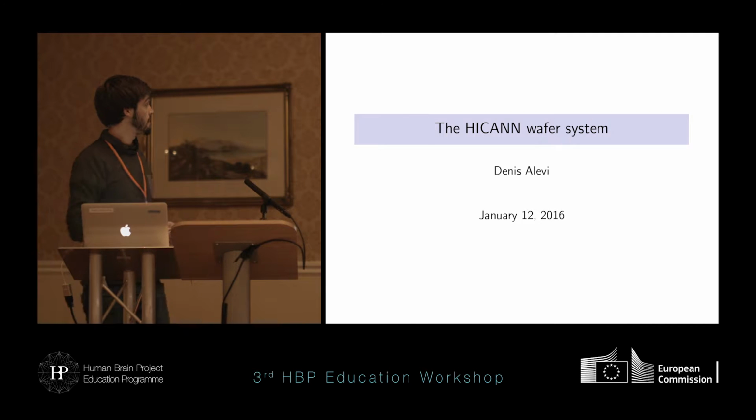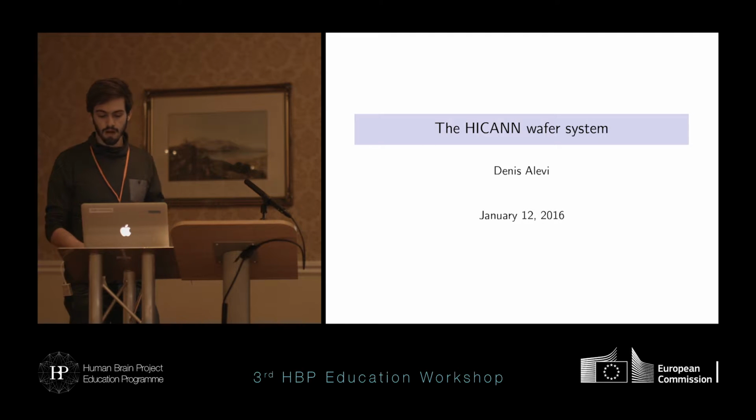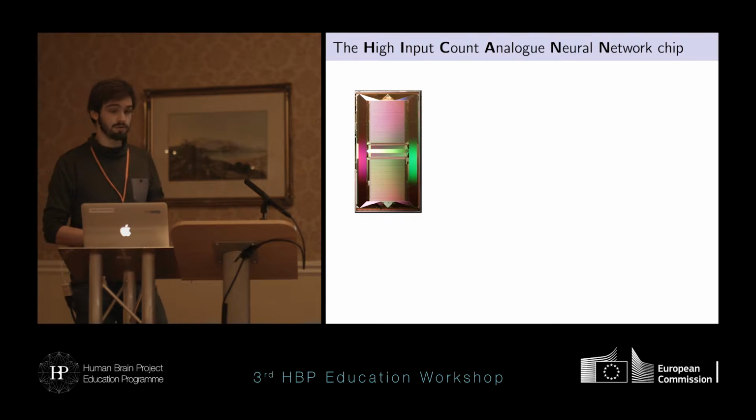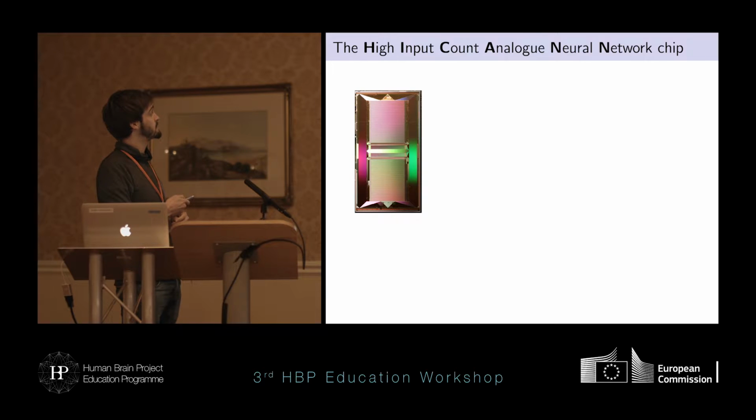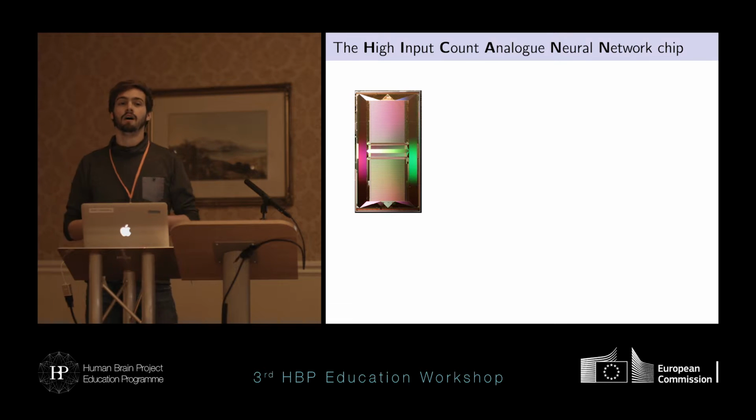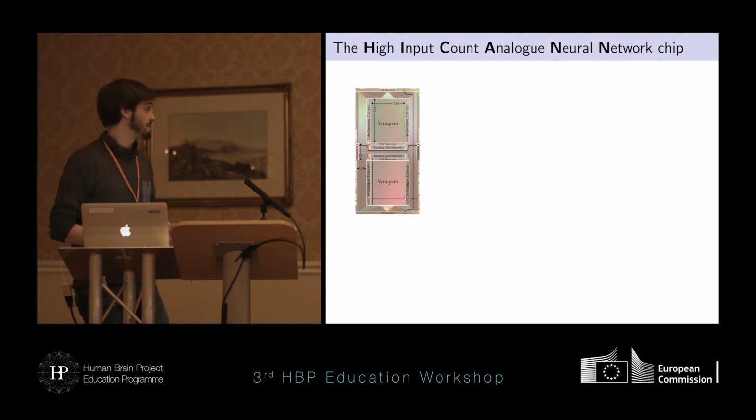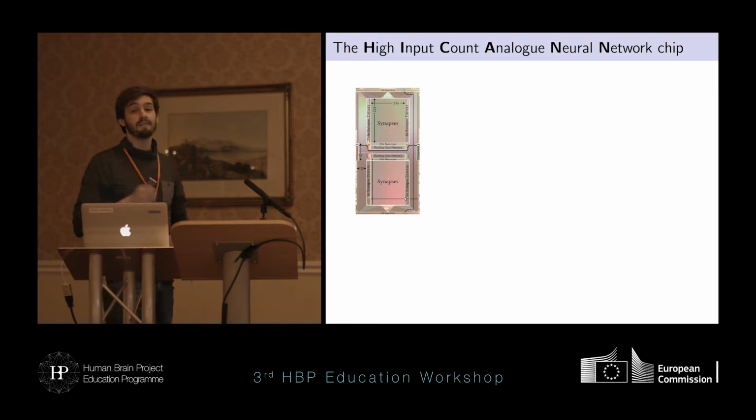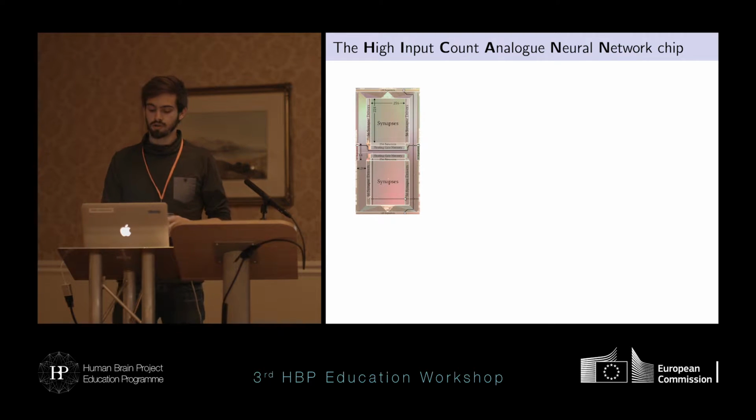Hey everybody, I'm Dennis and I'm going to talk about the HICANN wafer system, which is one of the neuromorphic hardware systems developed in Heidelberg. So let me start. Let me introduce you to HICANN, the high input count analog neural network chip. HICANN is built of lots of electrical stuff, synapses, memory, and 512 analog neurons.